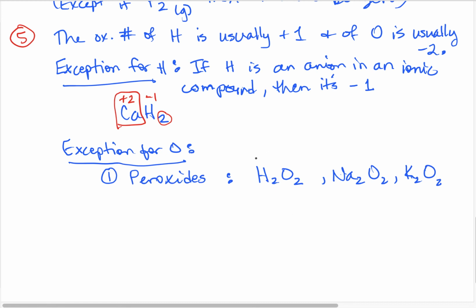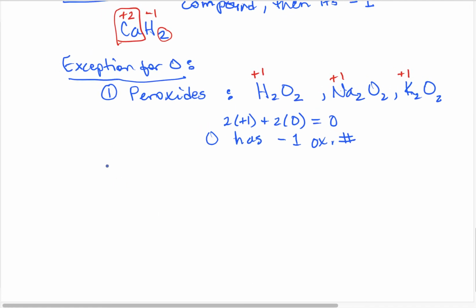Hydrogen, we know, is usually +1. We know that sodium is always +1 and potassium is always +1. So what has to happen with the oxygen in this case? Based on rule number 1, we have 2 times a +1 plus 2 times the oxygens, and that has to equal 0. So in this case, when we have peroxides, then the oxygen has a -1 oxidation number instead of a -2. The other situation, which you'll probably never see in real life, is called a superoxide.